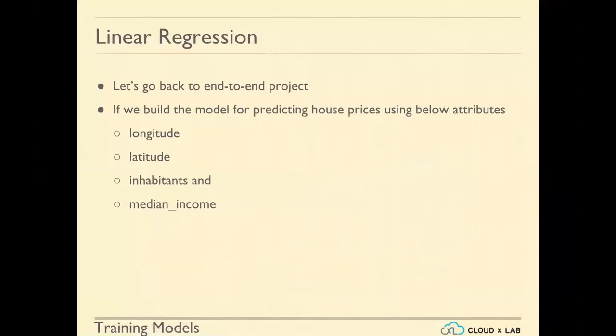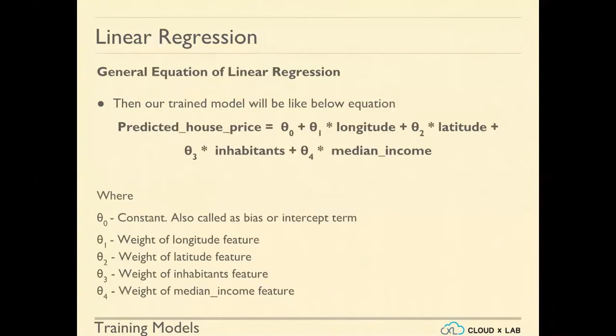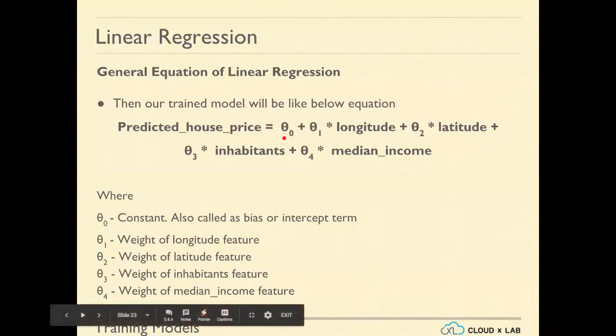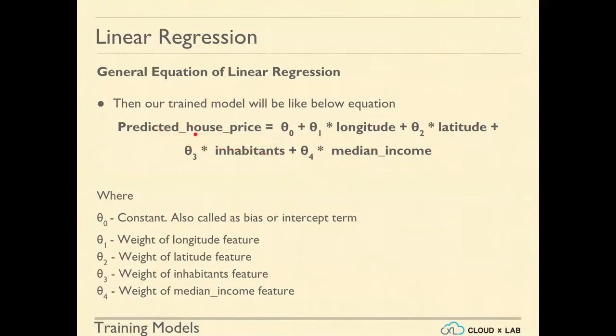Now let's go back to our project. If we build a model for predicting housing prices using these attributes, longitude, latitude, inhabitants, and median income, then our equation will become a little more complex. This is how it would be, right? Predicted house price equals theta naught plus theta 1 multiplied with longitude plus theta 2 multiplied with latitude, plus theta 3 multiplied with inhabitants plus theta 4 multiplied with median income. Notice that theta naught is only one, not separate for each of these values, right? So this is the way we represent the plane, or you can say for multiple features, if you want to do the prediction, this is how we do it, right?